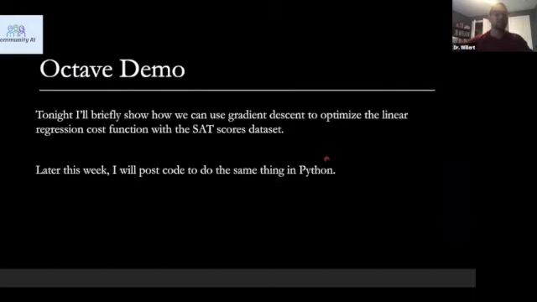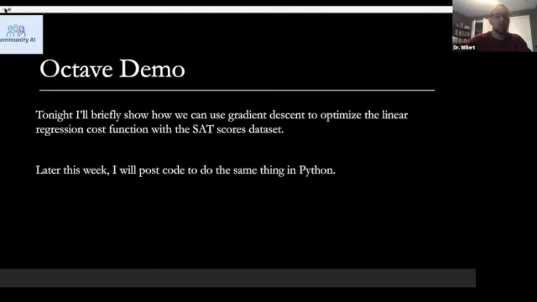Someone last week had asked if we'll only be using Python, and I pointed out that the answer was no. We also discussed that we would use Octave or MATLAB for some of the demos. So for tonight's demo, I'm going to show how you might optimize the linear regression cost function with the SAT scores data set that Shreyas introduced last week using gradient descent. Later this week, I will try to post the same code using Python. I'll make time for questions in a few minutes.